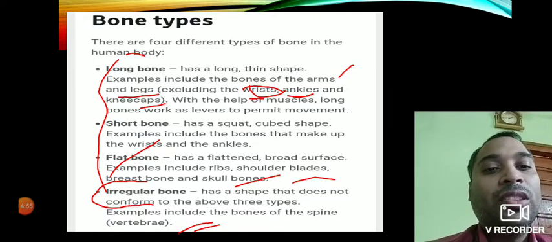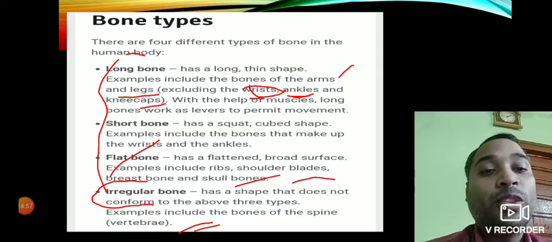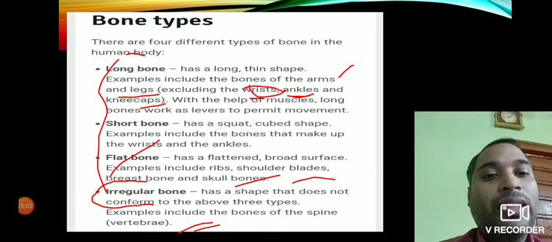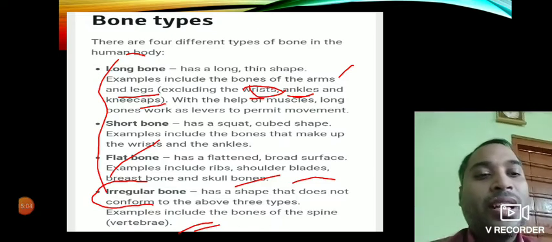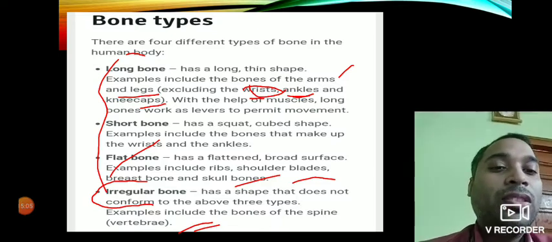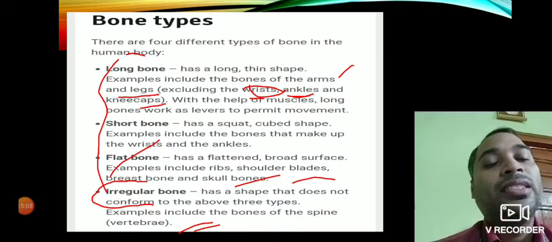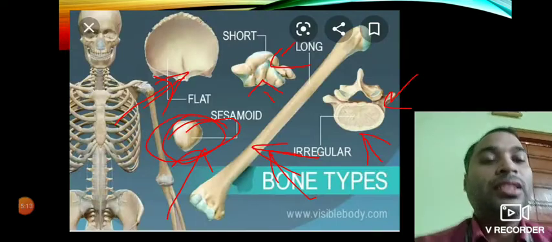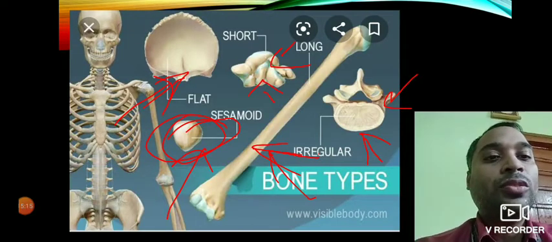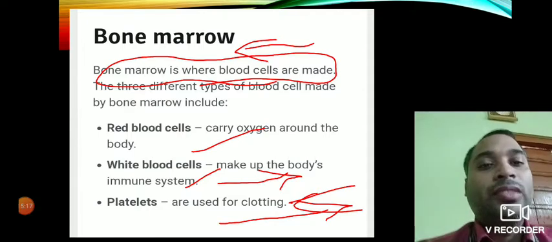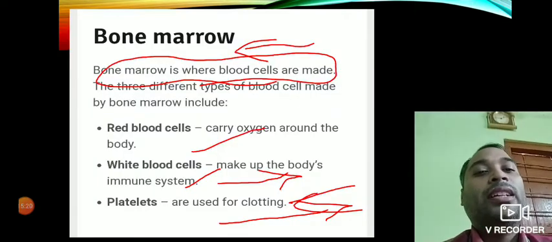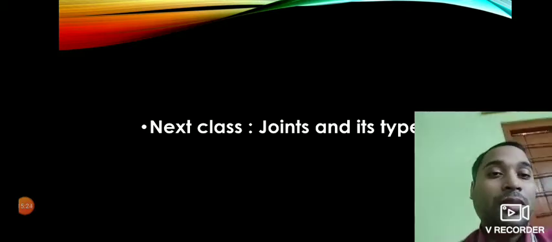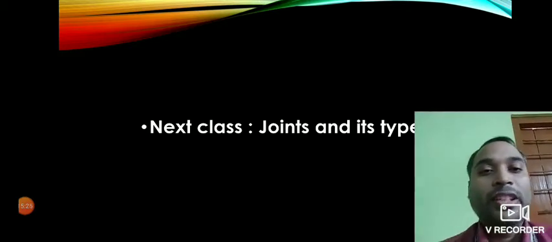So again, irregular bones do not have any proper shape, and they are part of the spine, that is the vertebrae. So it includes the bones of the spine. These are the four main types of bone. These are the pictures of bones. Then we have already discussed bone marrow, and in the next class we are going to discuss joints and their types. So this is all for today. Thank you, my dear students.